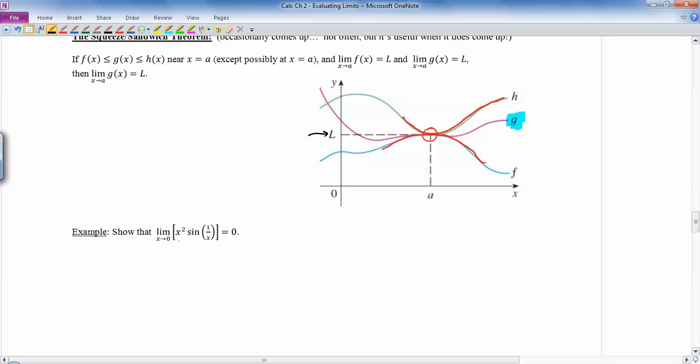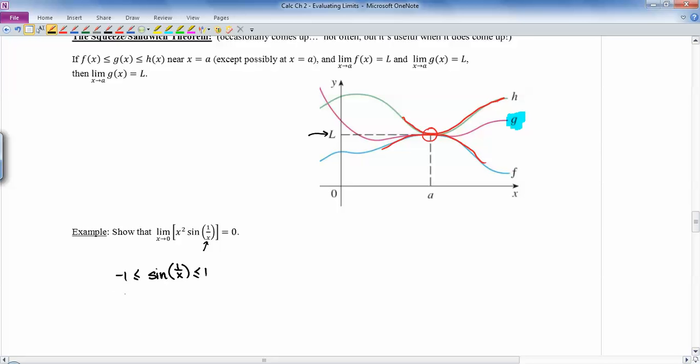So the problem with plugging in 0 here is sine of 1 over 0 would be sine of infinity, essentially, or negative infinity. And we can't figure out what that is because it varies between 1 and negative 1. So what we do know is this. We know sine of 1 over x is between 1 and negative 1.